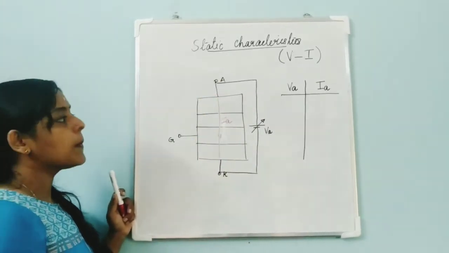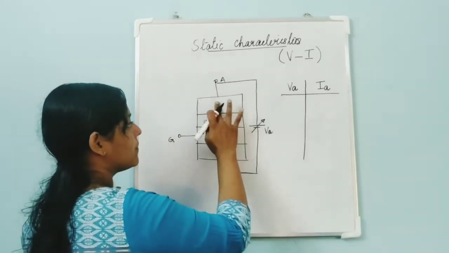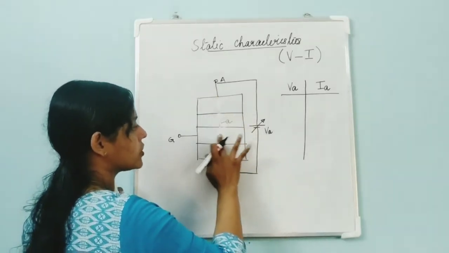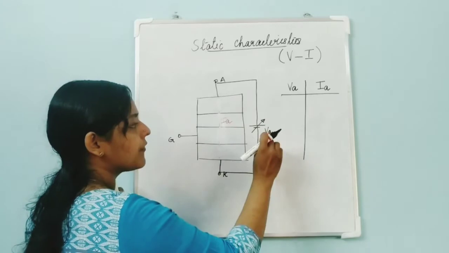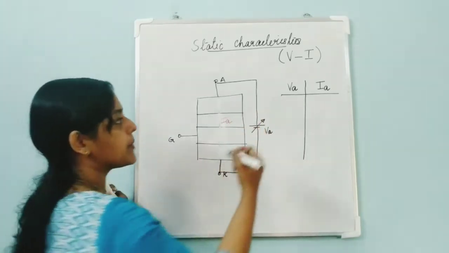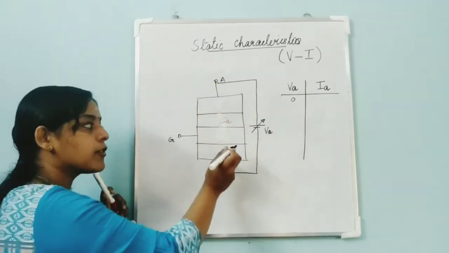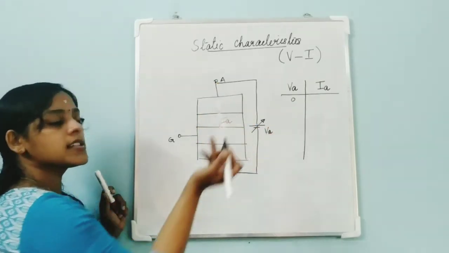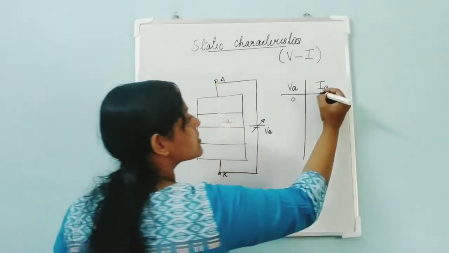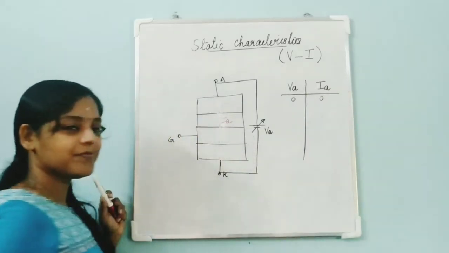Initially, assume that we are not applying any voltage. That means the voltage is 0. Obviously, what is the current flowing through the device? When the voltage is 0, the current is also equal to 0.